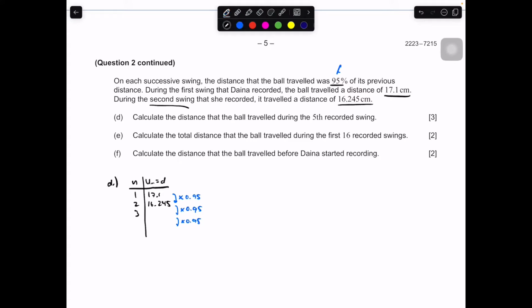So, calculate the distance that the ball traveled during the 5th recorded swing. 3-mark question. We could just keep multiplying until we get to term number 5, but it's likely that we'll need to use the formula later on. And it's always possible that in some cases the IB is actually looking for the use of a formula.